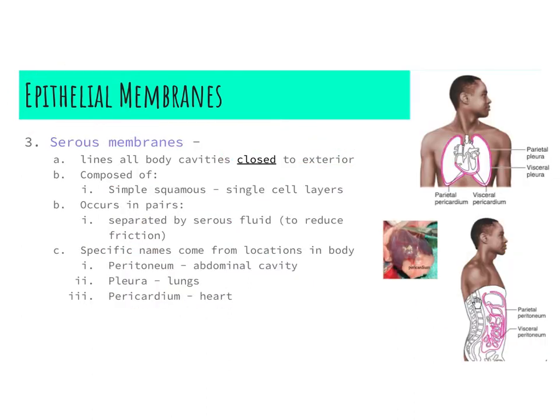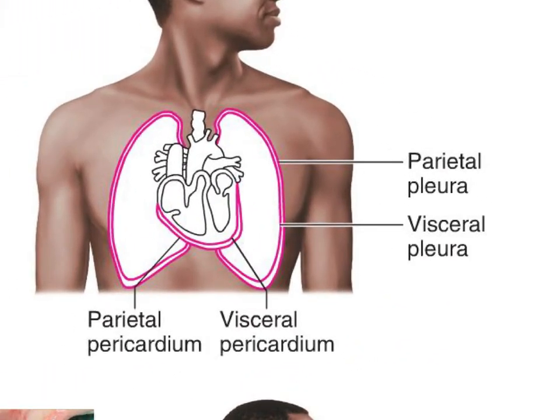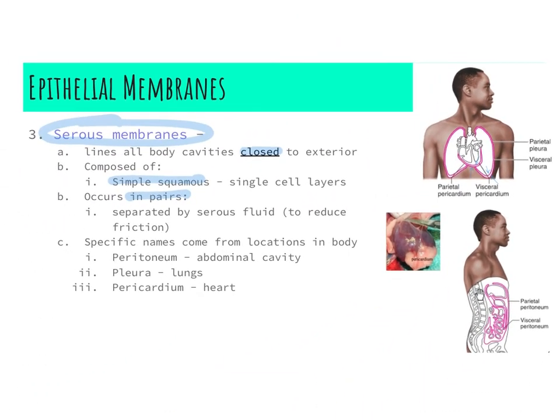The next epithelial membrane are called serous membranes, and serous membranes line all body cavities that are closed to the exterior. They are composed of simple squamous, so these are very thin membranes. They are single cell layers, but they always come in pairs. So if we zoom in on the image here, you can see that surrounding the heart, there are 2 layers of serous membrane. So these membranes come in pairs. And then you can see around the lungs, there are 2 layers. So serous membranes, again, always come in pairs.